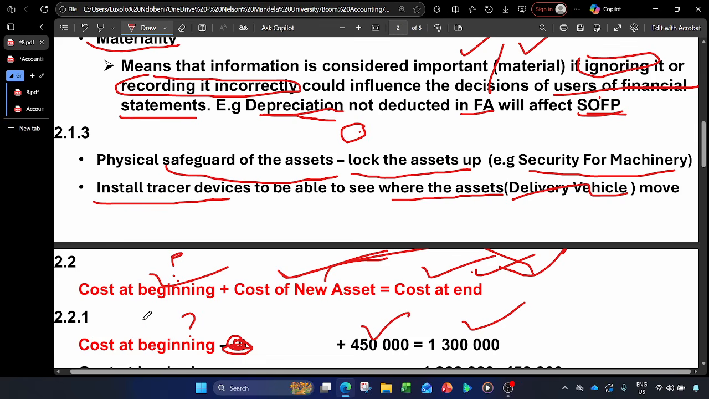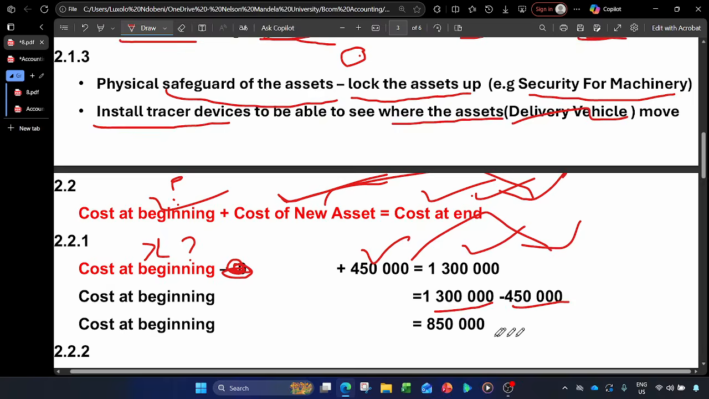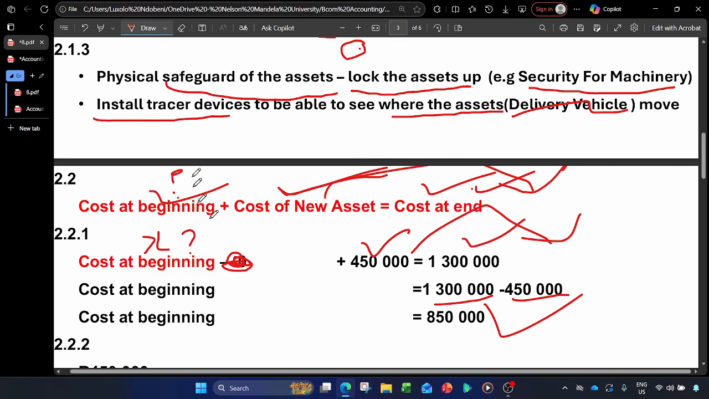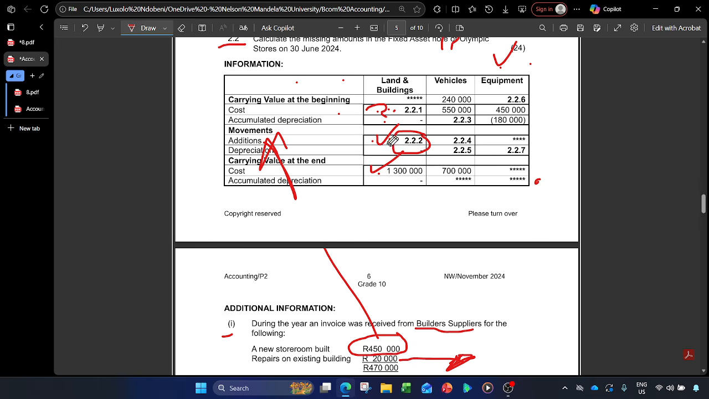If you were about to solve for x here, you can transpose this 450,000 to that side, right? And you'll see you have the cost at beginning, so it's the cost at end minus the additions of 450,000. Then we'll get 850,000, which is the cost at beginning, right? Let me write it so that we know. So the cost at the beginning is 850,000.